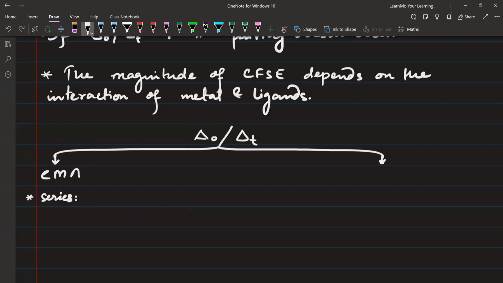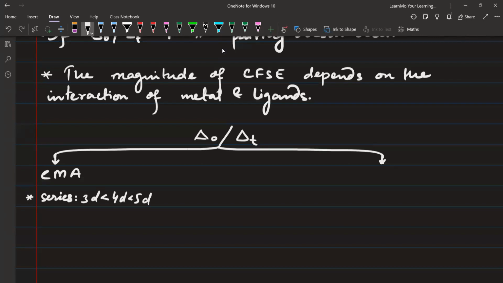See, when you are in the 3D series, the atomic number will be low. If the atomic number is low, that means the number of protons in the atom is low. If the number of protons is low, the nuclear charge, the positive charge on the nucleus, will be low, and the ligands will not be attracted easily. When you go to the 4D series, just below, the atomic number increases, Z increases, and so on. So 3D will have the smallest del O or del T, followed by 4D, and then 5D will have the maximum.